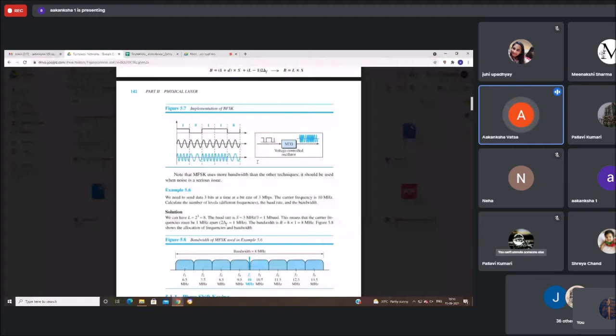This means that the carrier frequencies must be 1 megahertz apart. तो इतना आपका डिफरेंस होना चाहिए, 1 मेगाहर्ट्ज अपार्ट होनी चाहिए, और 2 delta F should be 1 megahertz. So the bandwidth is B is equal to 8 into 1, that is 8 megahertz. So we require 8 megahertz of bandwidth. So now this figure can show you the 8 megahertz का bandwidth पूरा हमें बता दिया कि कितना है.